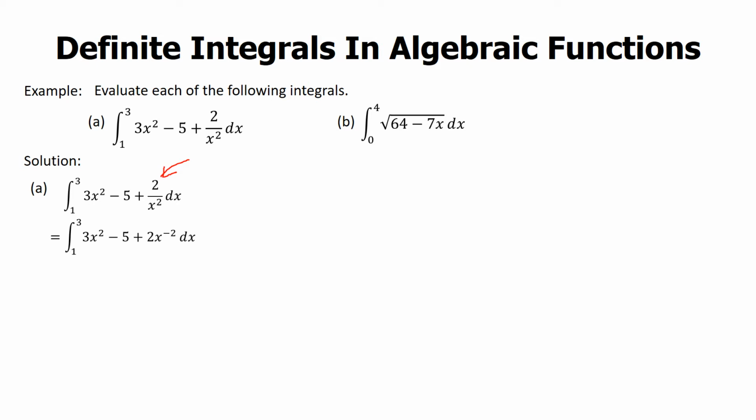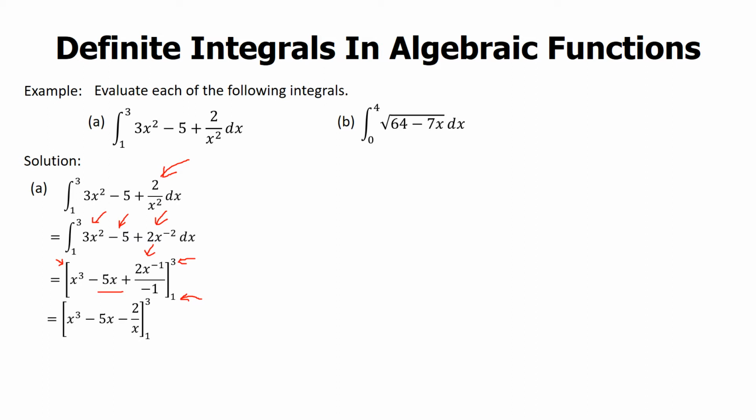For 3x squared, we get x cubed. For minus 5, we get minus 5x. For 2x to the power of negative 2, we get 2x to the power of negative 1 over negative 1. Then we put the square bracket, limit from 1 to 3. Now we can simplify the expression, which becomes x cubed minus 5x minus 2 over x, limit 1 to 3.